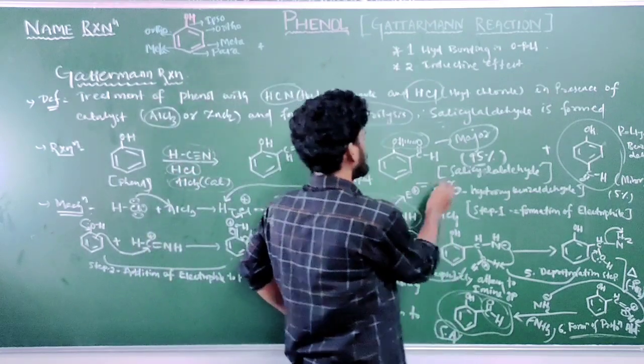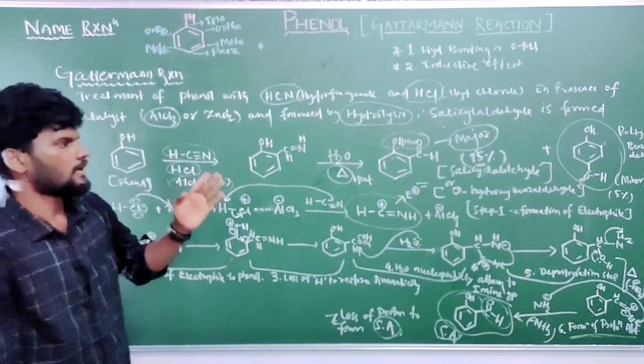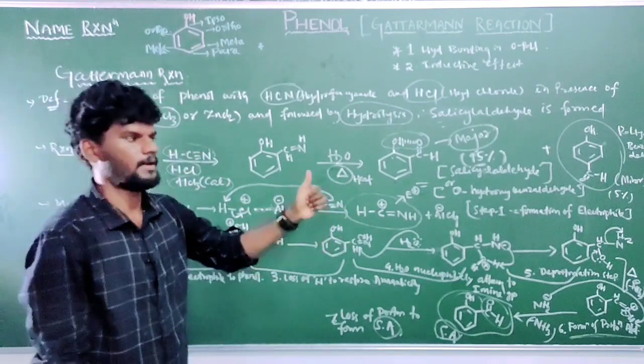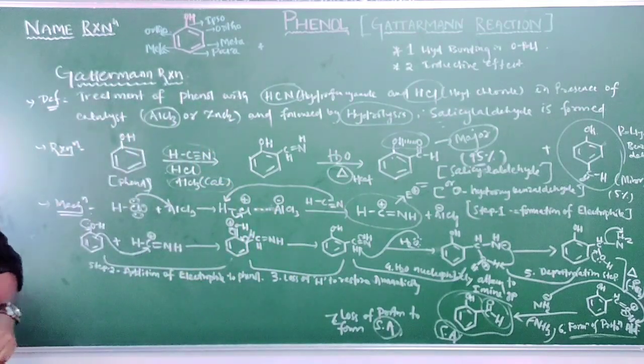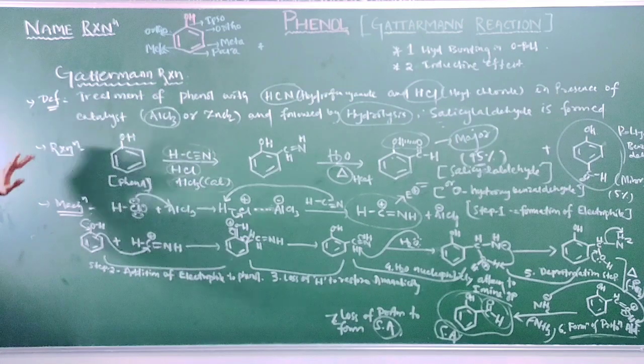So if in an exam you are asked to write the major product, you must write ortho-hydroxybenzaldehyde, not para-hydroxybenzaldehyde. So this is all about the Gattermann reaction. You can take a screenshot for your note making, or you can pause the video. Better take a screenshot for writing notes. I have covered all the definitions, the reaction mechanism and different effects.